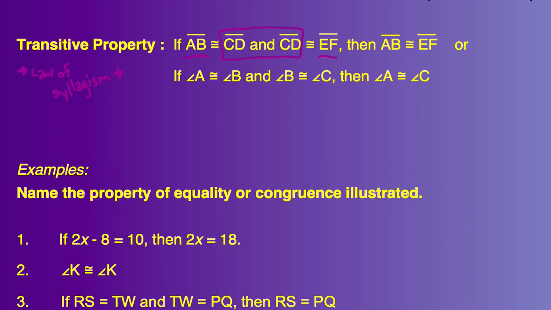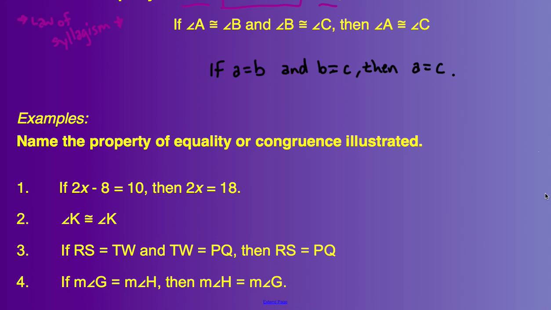Okay, or in algebra you may have learned it as if A equals B and B equals C, then A equals C. Okay, same thing. You can do it with angles, segments, you can do it with congruence as well as equal symbols. Alright, a couple quick examples in your notes. In addition to example number 2, I would like for you to jot these down and then name the property of equality or congruence that's illustrated in each of these.